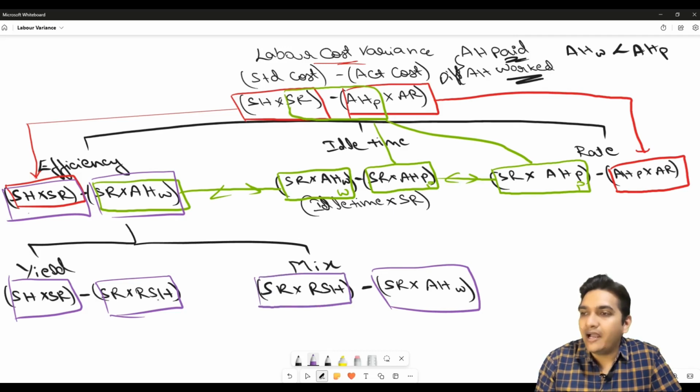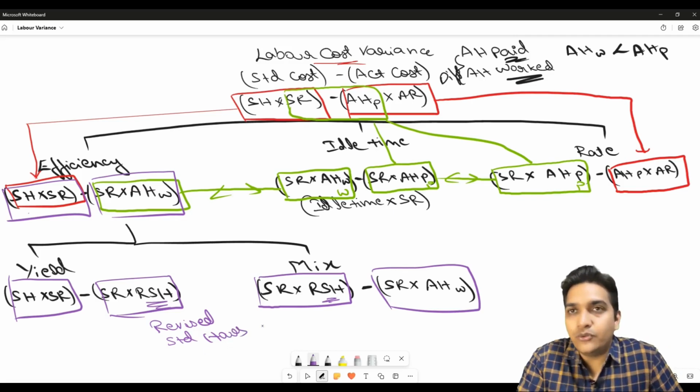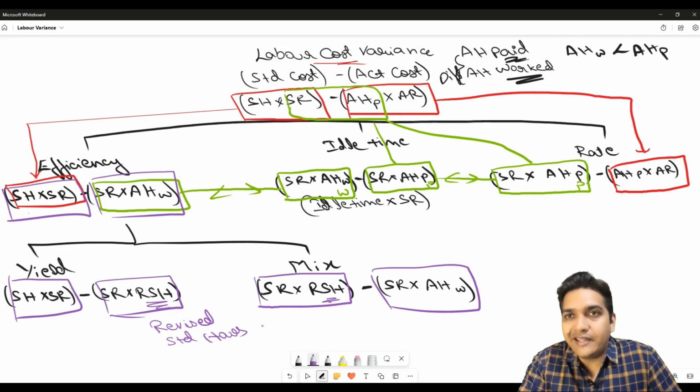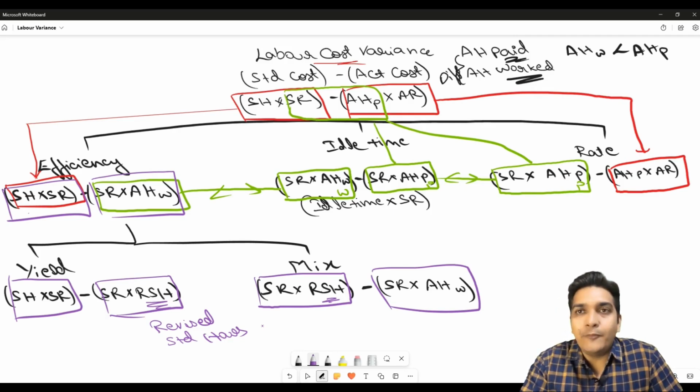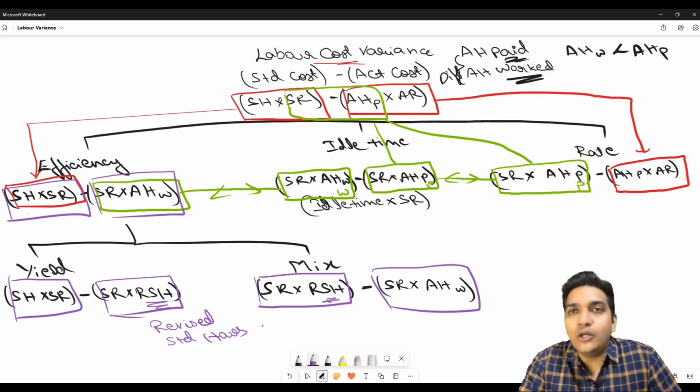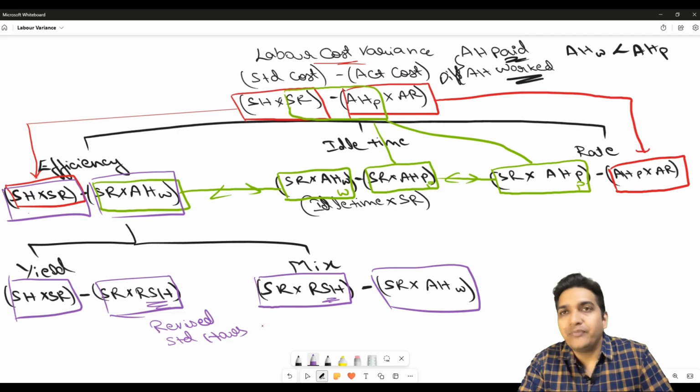So remember, you have to remember this term, revised standard hours. It was quantity in material, here we have revised standard hours. Now what is this revised standard hours? Similar to what we discussed in material variances, revised standard hours means if my standard hours were equal to my actual hours, what should have been the mix or the ratio of the labors in producing the product, right?